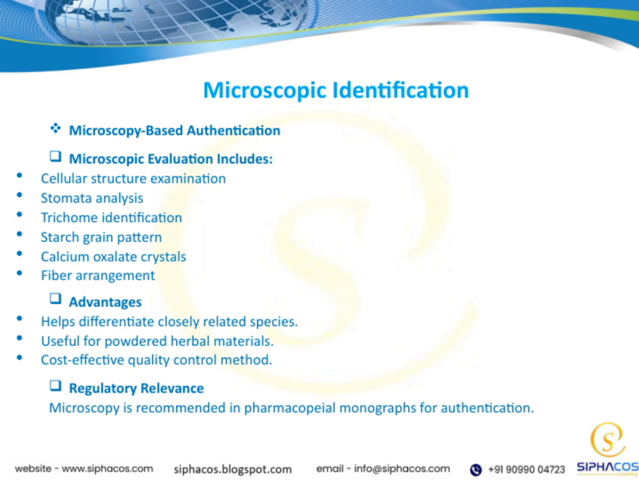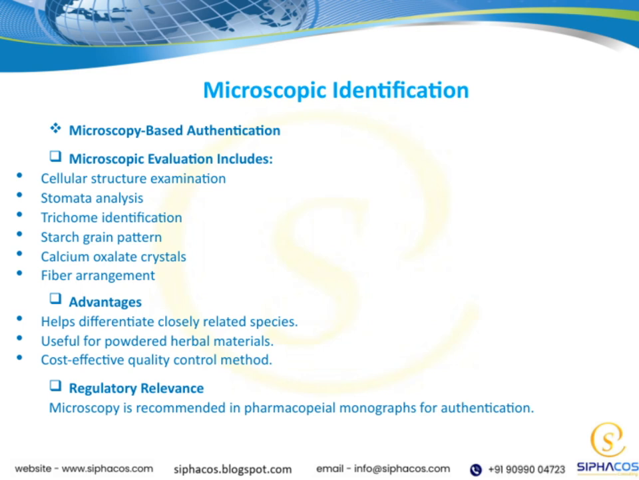When we evaluate samples microscopically, we're examining several key features. For example, we look at cellular structures to understand the tissue organization. Stomata analysis helps us identify the plant's epidermal features, while trichome identification reveals the presence of hair-like structures that can be unique to certain species. We also analyze starch grain patterns, which can be quite distinctive, and calcium oxalate crystals, whose shapes and arrangements provide further clues. Additionally, fiber arrangements are evaluated to differentiate plant materials.